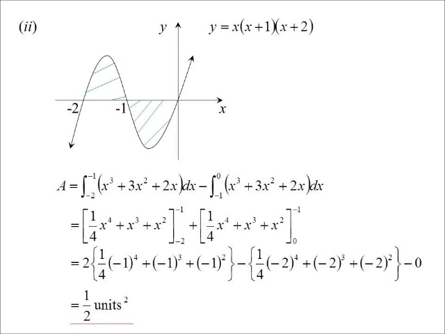That saves a little bit of time, I suppose. So I'm going to have 2 lots when I substitute in -1, and then it'll be minus the bottom ones. So minus when I substitute in -2, and minus when I substitute in 0. Well, of course, all of that becomes 0.